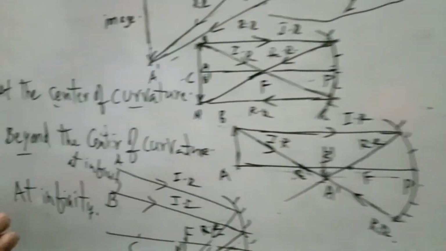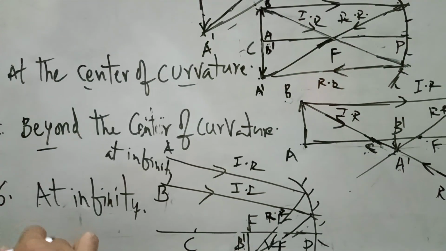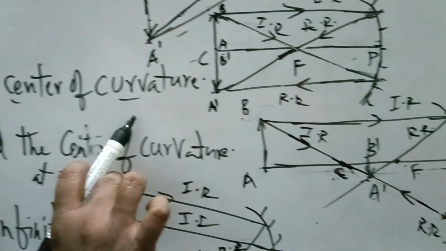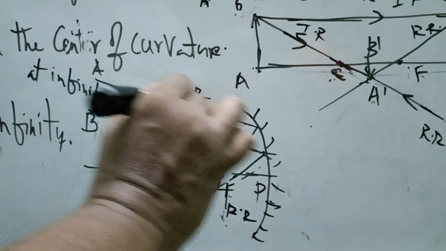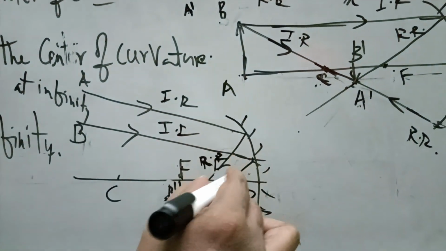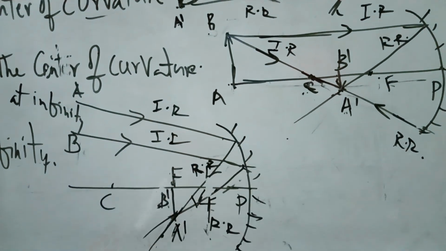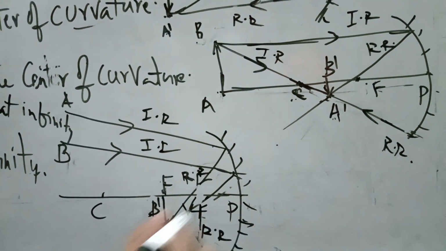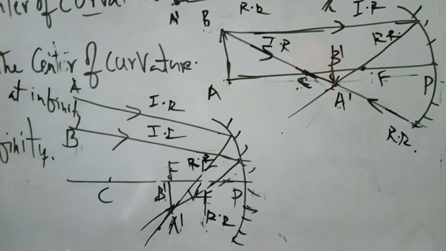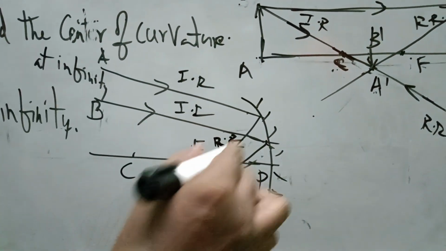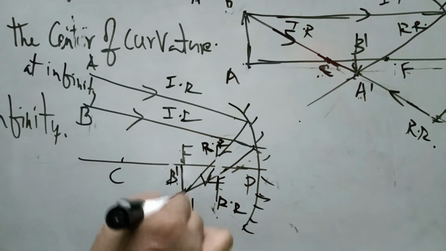And the last one is when the object is at infinity. We get parallel incident rays like this, and they are reflected like this. These are the reflected rays. When the object is at infinity, we get the image at the focus.